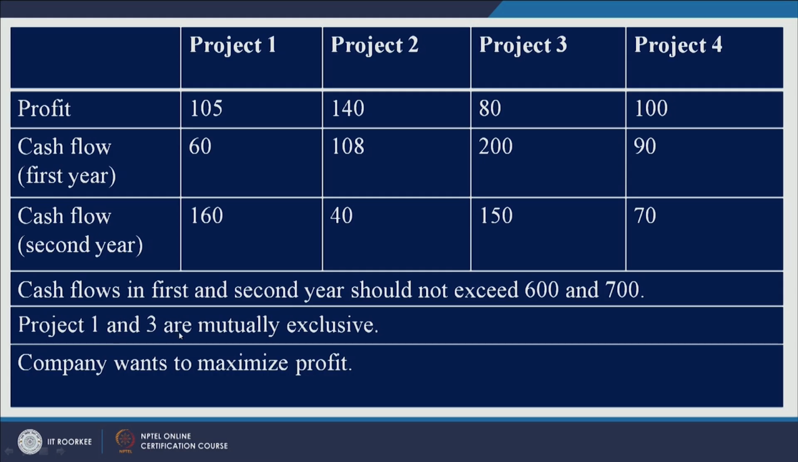Project 1 and 3 are mutually exclusive. It means if you are selecting project 1, you cannot select project 3, and if you are selecting project 3, you cannot select project 1, and the company wants to maximize profit. So, how would you formulate this problem? You have to formulate it the way we did in this slide.